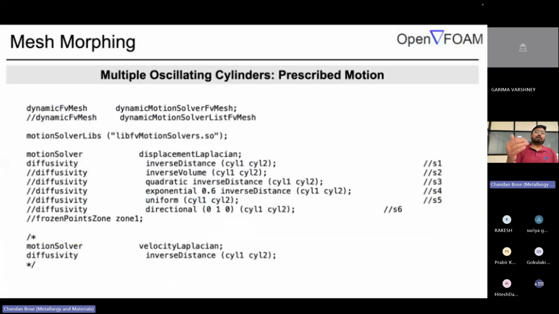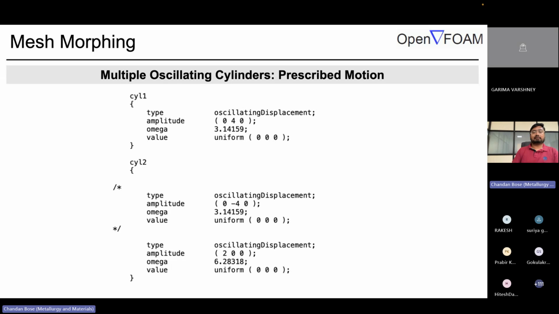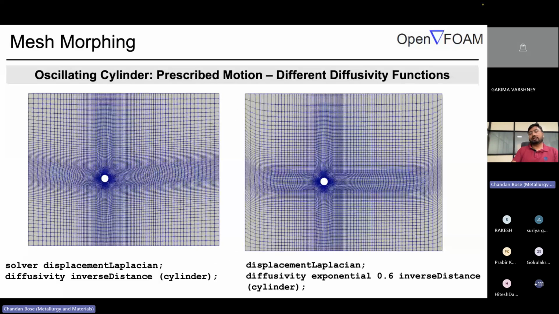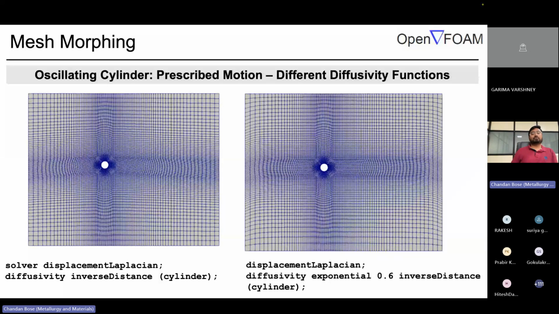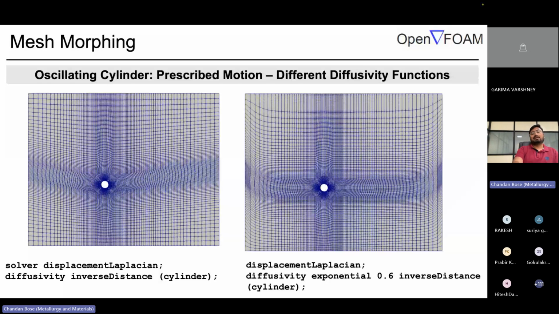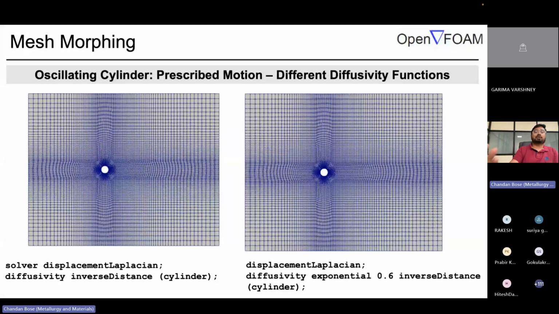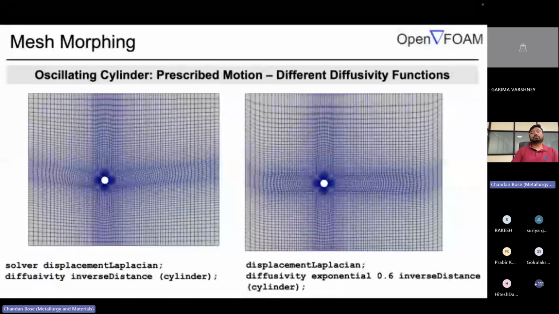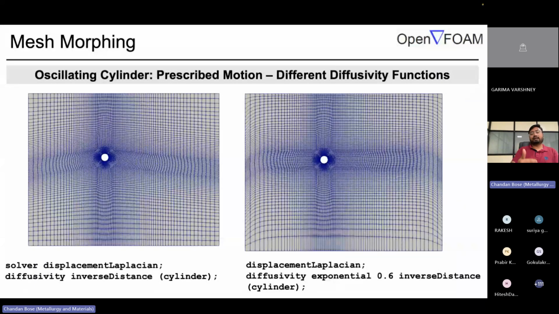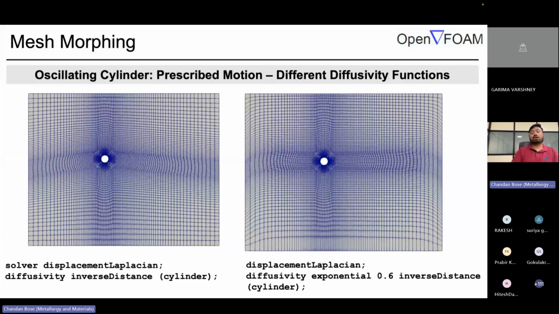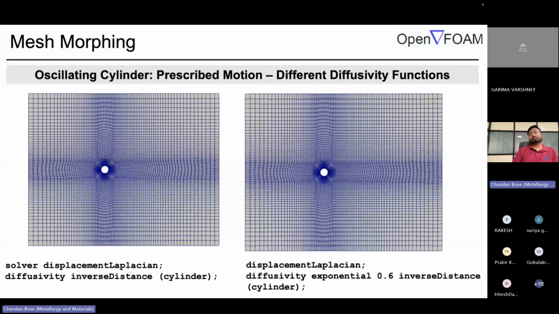And these are all the different options that you can use, all right, as your motion solver. I don't have the total list, I can share it with you. So basically my point was that it's not only these two options, there are multiple other options which are not in my slides. So you should try different diffusivity models to check how your mesh deforms. All right. And that has a lot to do with the robustness of the solution.